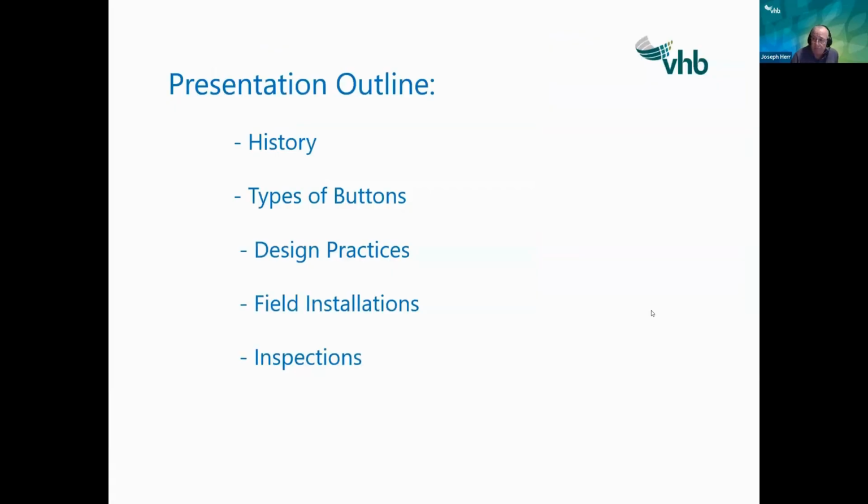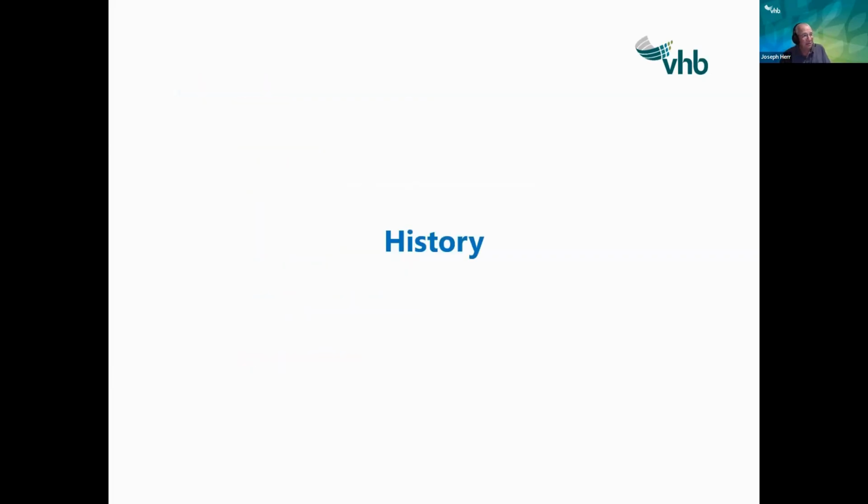So this is the outline. First, I'm going to slide into it a little bit with the history of buttons and traffic control. I'm going to have a few slides on the different types of buttons, the signs, the mountings of the buttons. Then we're going to talk about design practices and field installations. And the main focus of this presentation is going to be on inspections. How do you inspect a button? What are all the various things you need to look at when you go out there and do an inspection on a button? So let's ease into this and talk a little bit about history of traffic signals.